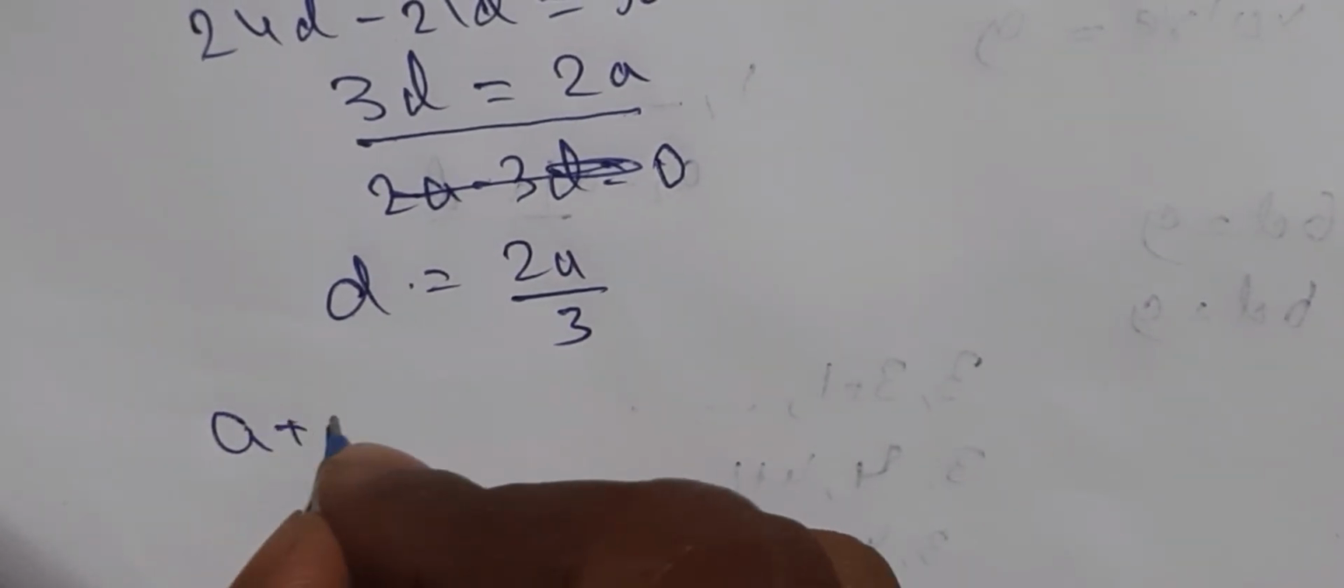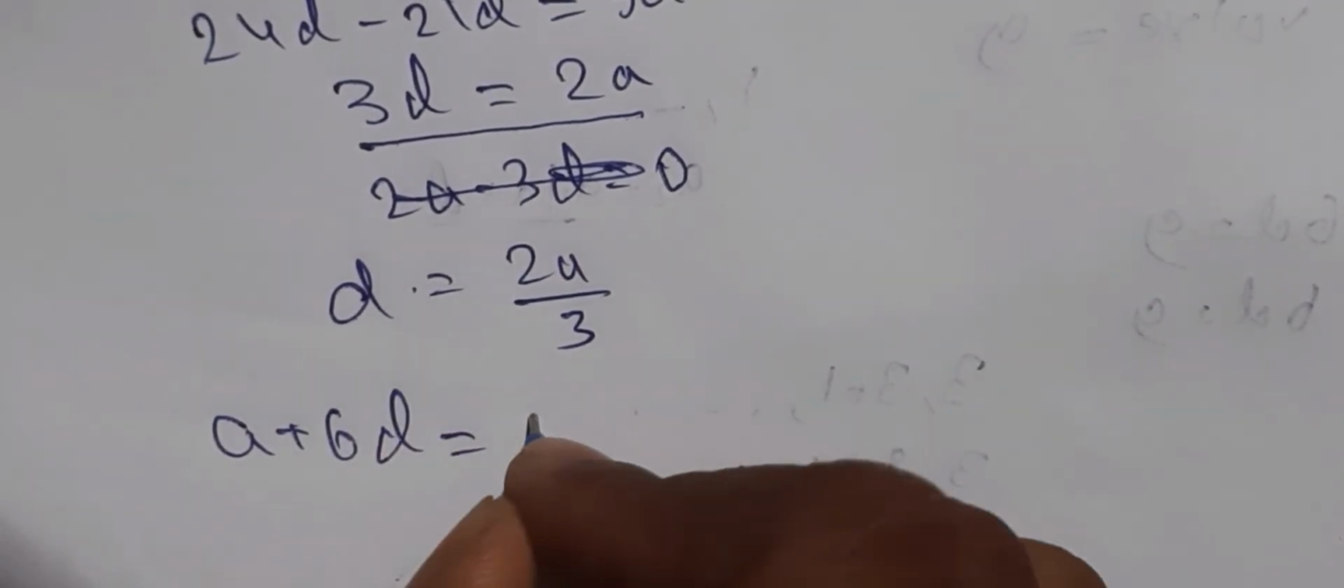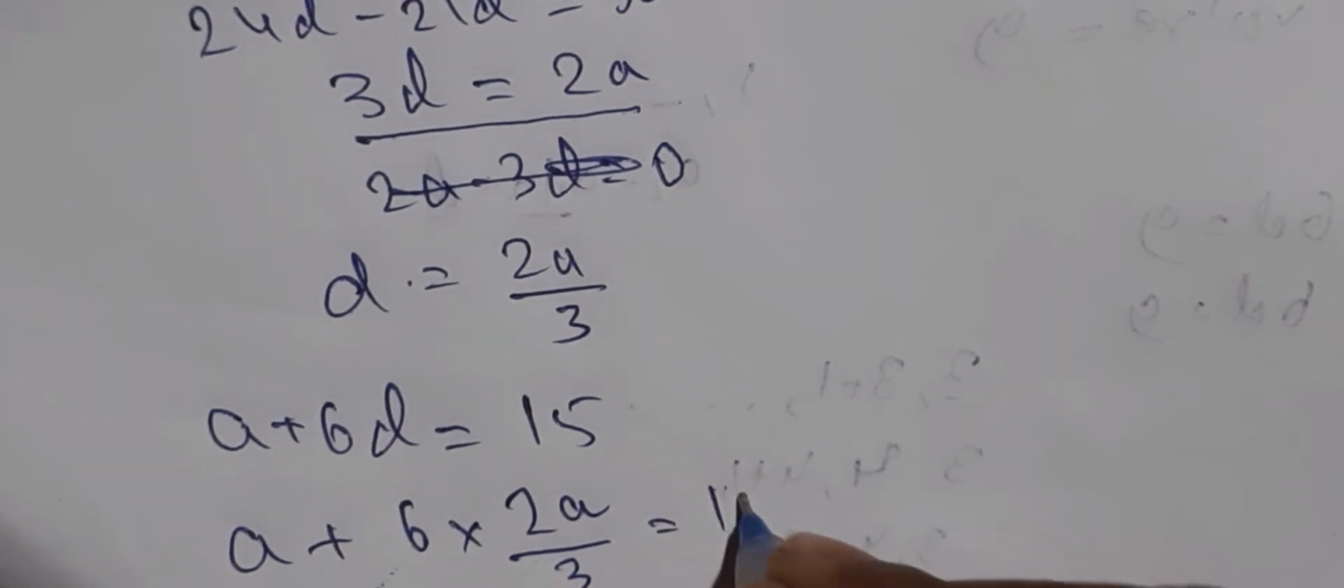Let us see. So here a plus 6d is equal to 15 we are having. So d value we are having. So a as it is, 6 as it is, d value is 2a by 3, equal to 15.